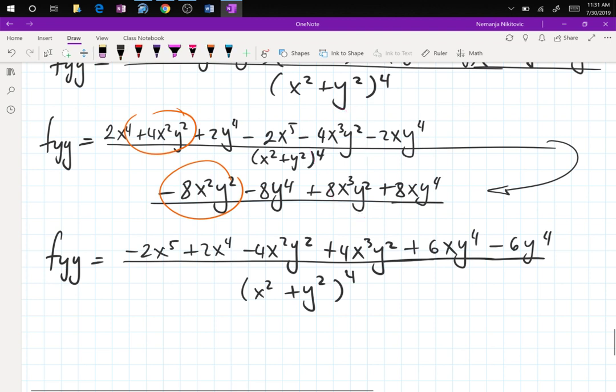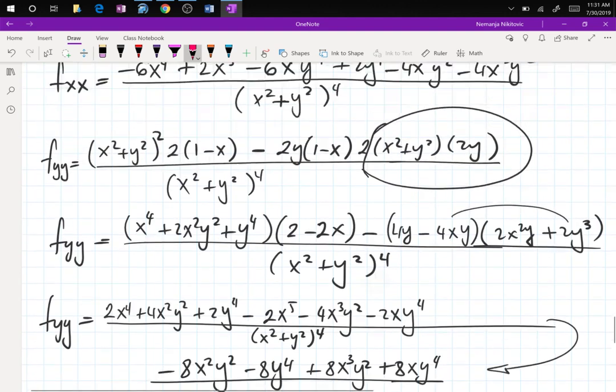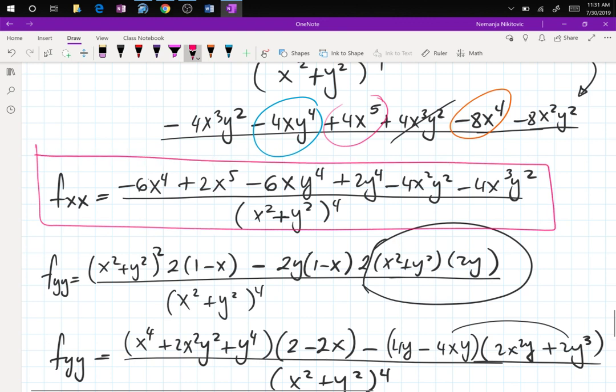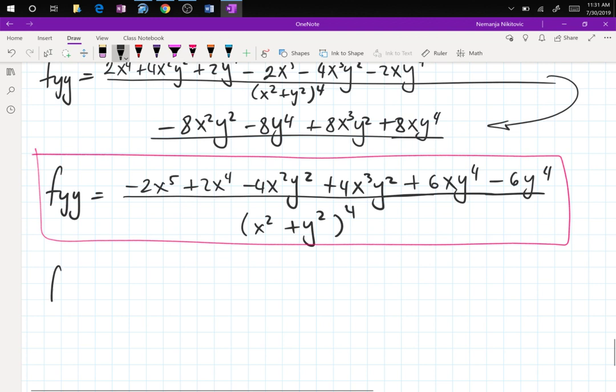So I guess I should box these so we can find them easily. You know, watch the test being conclusive at the end. Wouldn't that be funny? Alright, we just have fxy, and then we can go and do the calculations.